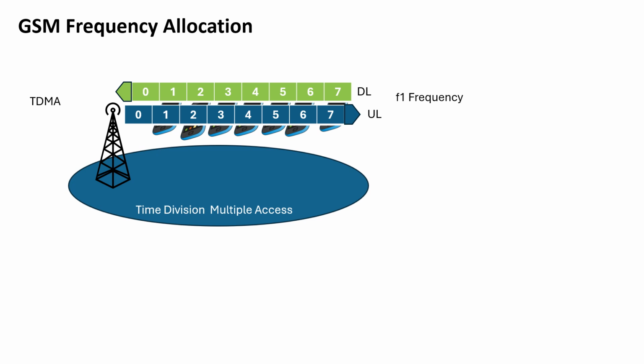User assignment. Each user is assigned a specific time slot during which they can transmit or receive data. This means that users take turns using the channel, effectively sharing the bandwidth. Synchronization. The base station controls the timing of the time slots and ensures that all mobile stations are synchronized to their assigned time slots. This synchronization is crucial to prevent overlap and interference between users.